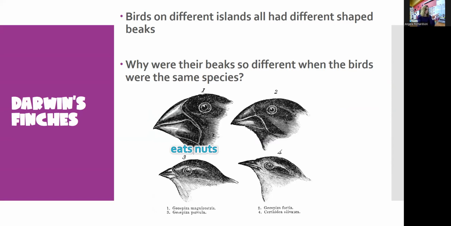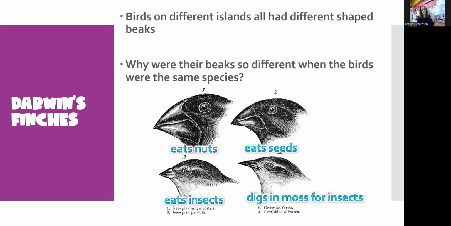So for example, number one dude right here, he's got a big, thick beak for crushing through nuts. Number two dude, he's got a little bit thinner beak, but still kind of thick down at the bottom, and he eats seeds. Number three is an insect bird. So he's going to be pecking into little trees or branches or things like that, looking for insects. And then number four is one that digs in the moss for insects. So he's got a really thin beak, so he can get into all the nooks and crannies inside the moss to find the insects. So all of these birds would live in the exact same area, but because their beaks are so well adapted for eating specific food, there's not a lot of competition.